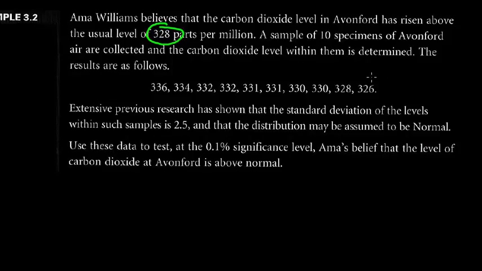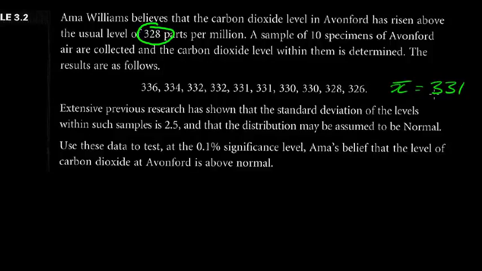Now, when you add up all of these numbers and divide by how many there are, you'll get the mean of these 10 samples, which, if I just cheat and find the answer, comes out to be 331. So, on average, we see that there's 328 parts per million. We found in our sample of 10 there's 331 parts per million, and we're going to look to see if this is out of the ordinary.